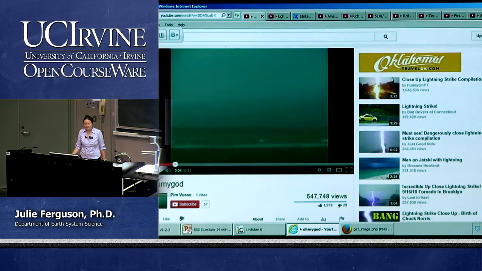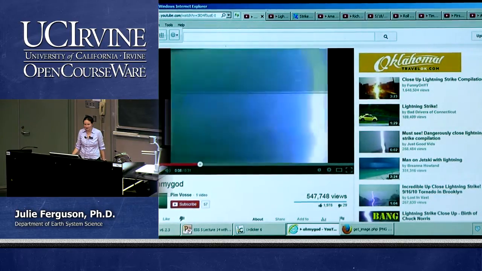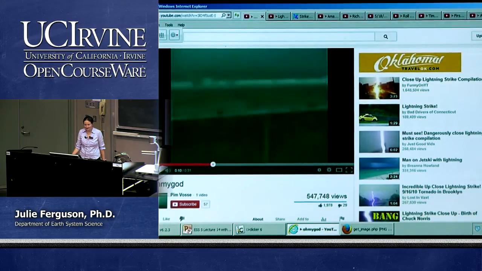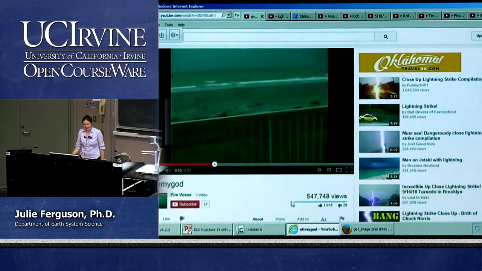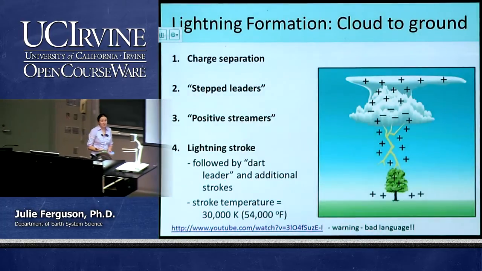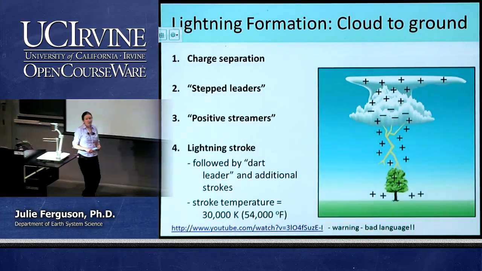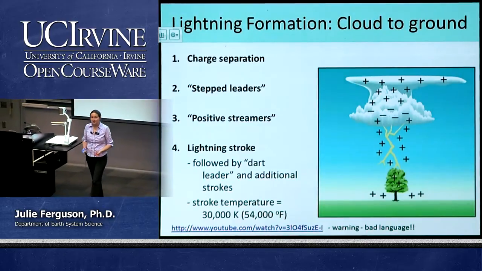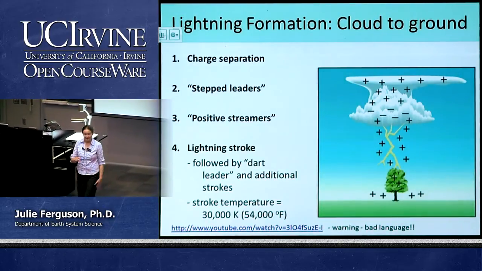But watch what happens. You can see several strokes here. You hear several explosions. Isn't that cool? So you do not want to get that close to a lightning strike. Most of the videos that I show you today are of people that really are in places where they shouldn't be, filming stuff they shouldn't be.